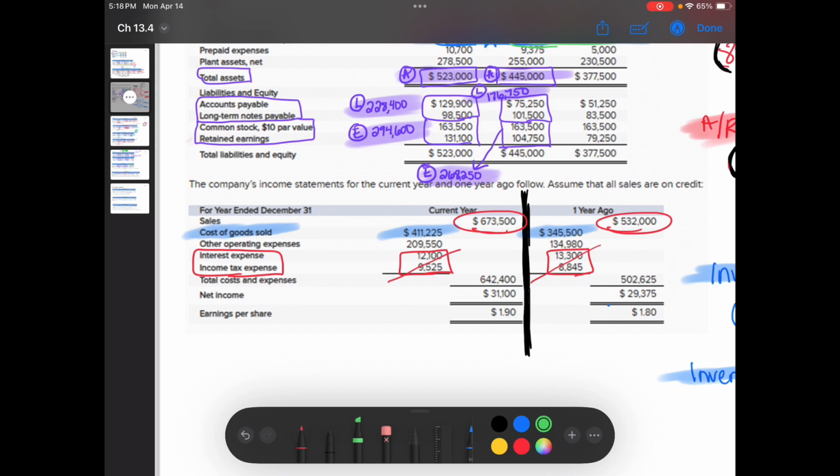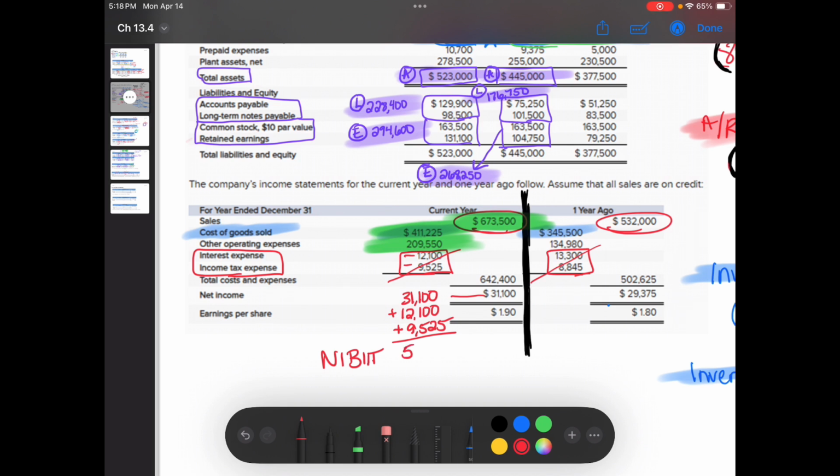So a couple different ways you could do it. You could just start over and say, all right, sales minus, and there you go, and you'd get an answer. Or you can take this bottom line number that we have, which is 31,100, and add back the two things that you don't want to be there. We add them back because they were an expense, so they were subtracted. So if we add those back, we'll get what we call NIBIT, net income before interest and income taxes.